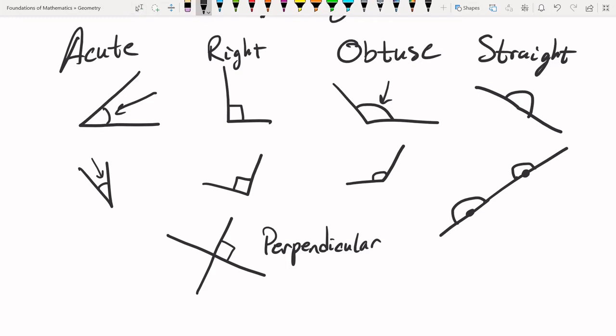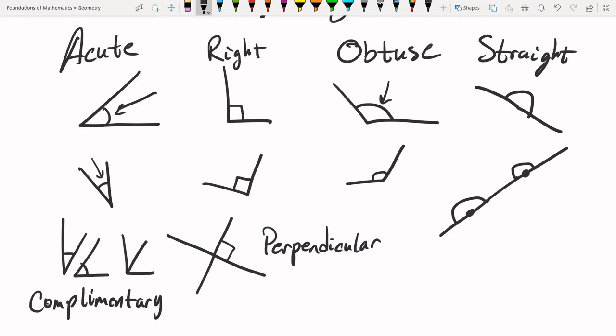If we have two angles, they kind of have to be acute. If we have two acute angles that add up to 90 degrees, we call them complementary. You can see these two angles combined give us a right angle here. These two angles, angle 1 and angle 2, are called complementary.